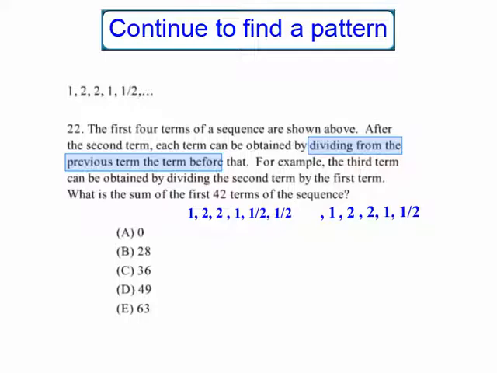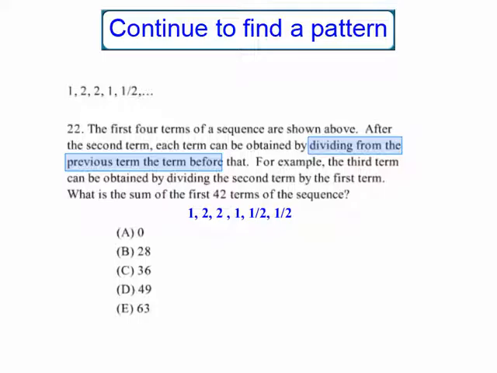Then we have 2 divided by 2 is 1. So we can see we've established our pattern. Our pattern is 1, 2, 2, 1, 1/2, and 1/2. Then the pattern starts repeating.